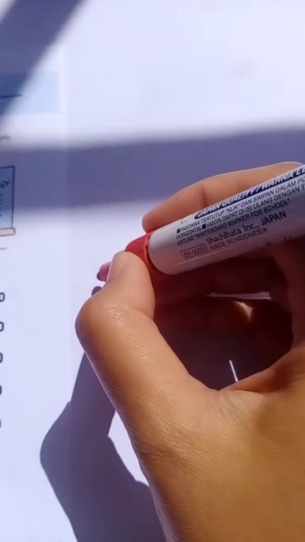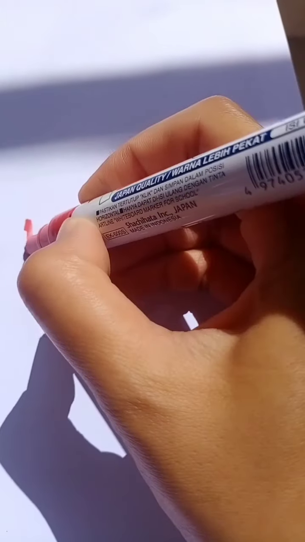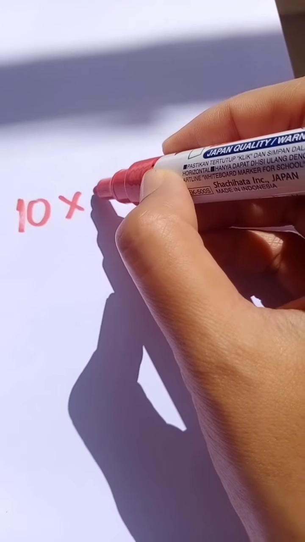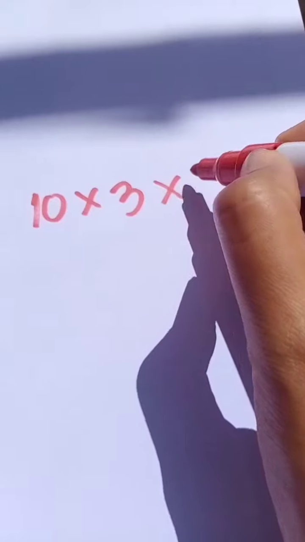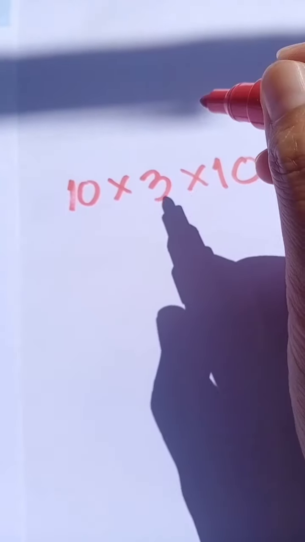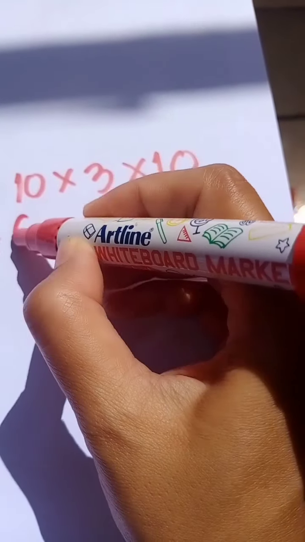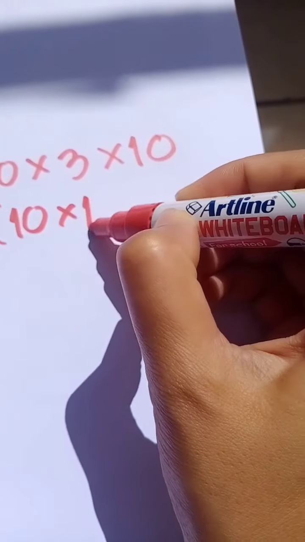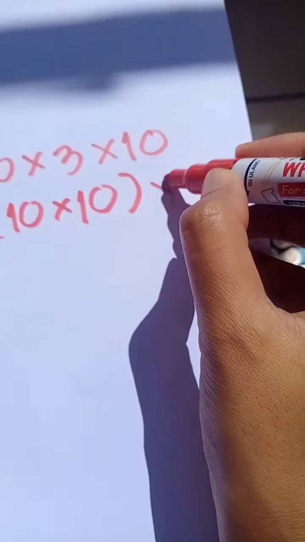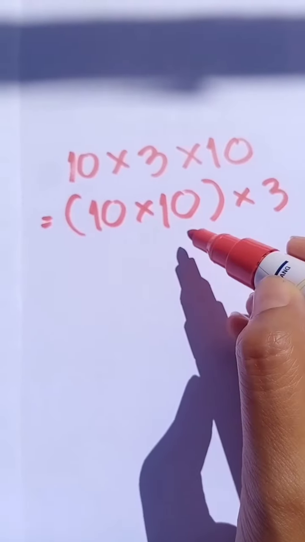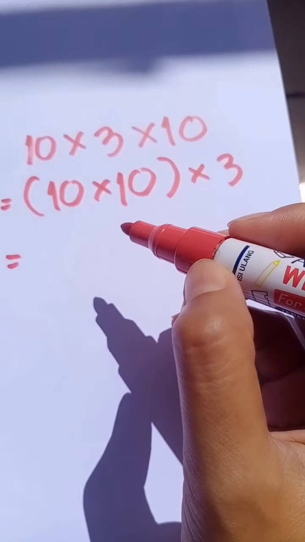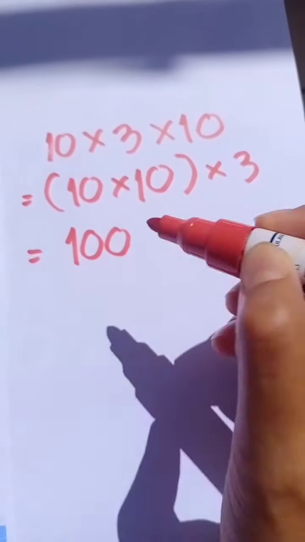Now let's do number 2 together, okay? So we have 10 times 3 times 10. Do you know what you will group together already? Yes, you will group the numbers that will result in the tens or in the hundreds, right? So obviously in this one, we will group 10 times 10 and then times 3. 10 times 10 is 100.